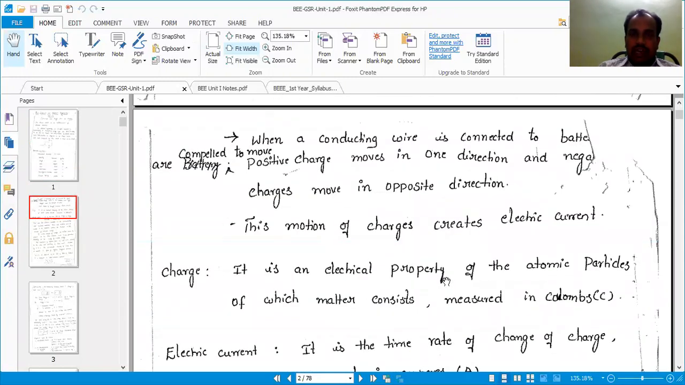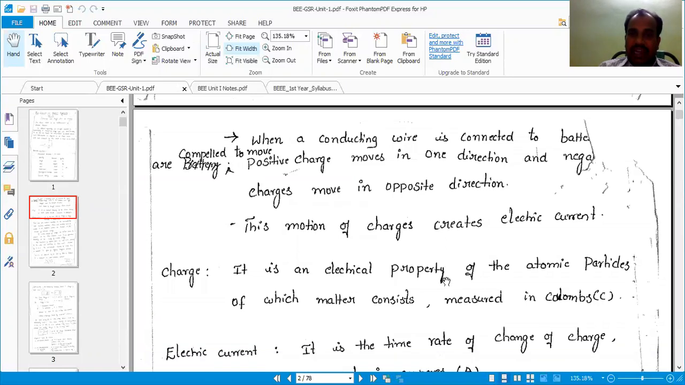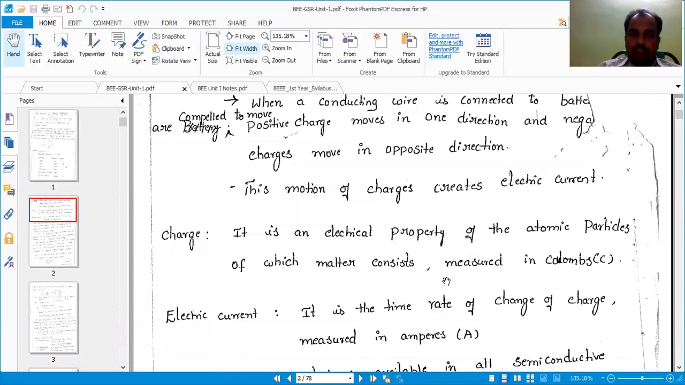First of all, what is electrical current? What are voltage, power, and charge? Now, for example, when a conducting wire is connected to the battery, the positive charge moves in one direction and the negative charge moves in the opposite direction. The motion of charges creates an electrical current. Charge is an electrical property of the atomic particles of which matter consists, called electrical charge. The unit of electrical charge is the coulomb.